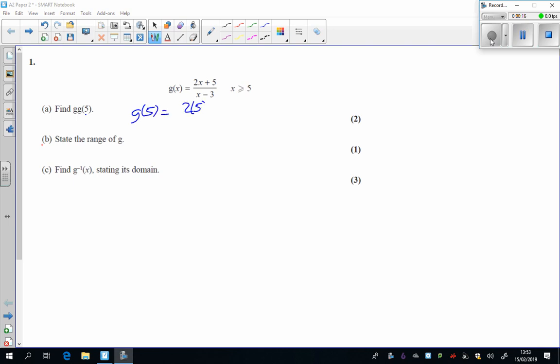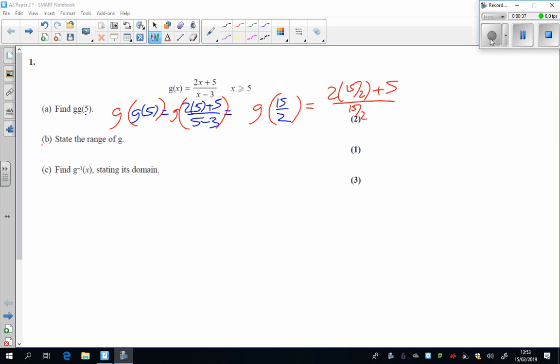That's putting the 5 in here, so I've got 15 over 5 take away 3. So 15 over 2, 7.5 there. That's what g of 5 is. But I need to do g of g of 5. So I now need to repeat the process again. So I've got 2 lots of 15 over 2 plus 5 over 15 over 2 minus 3. Just tap that in the calculator to get 40 over 9, and you've got your first 2 marks.